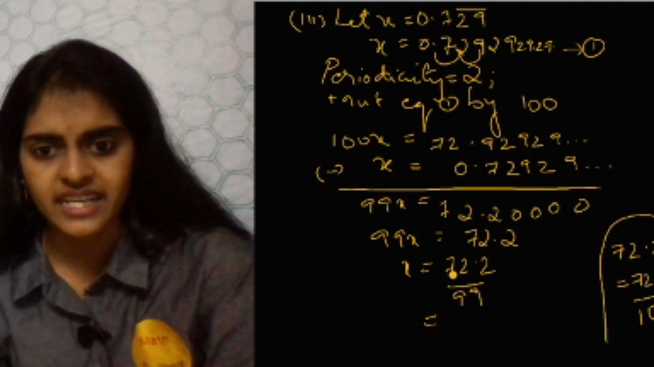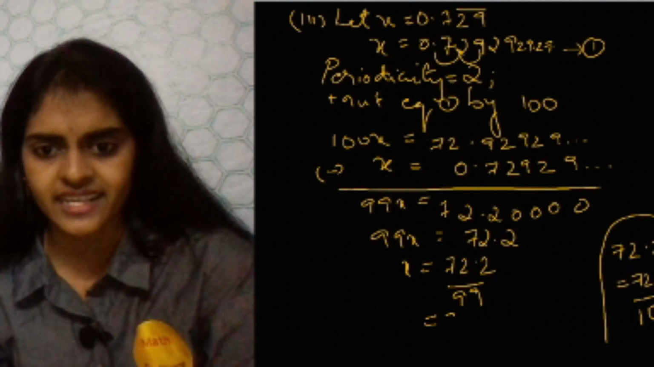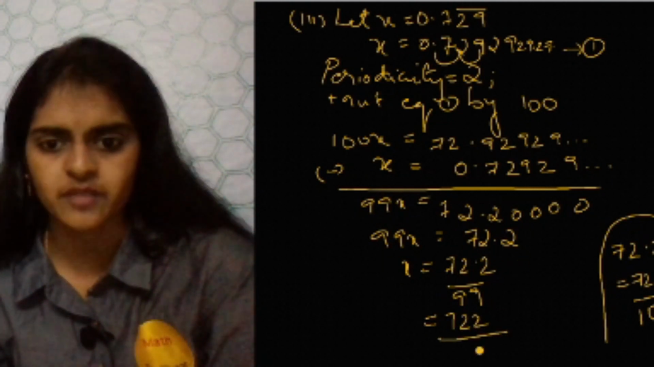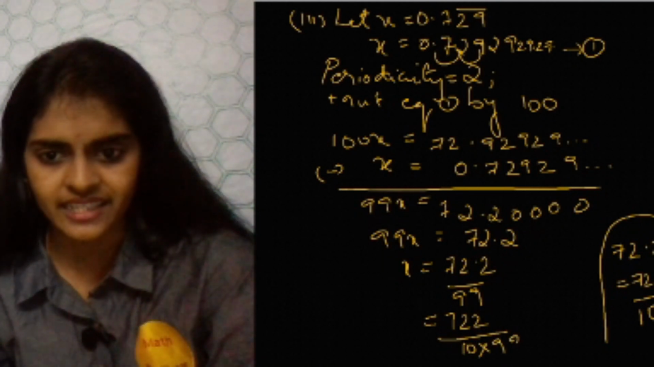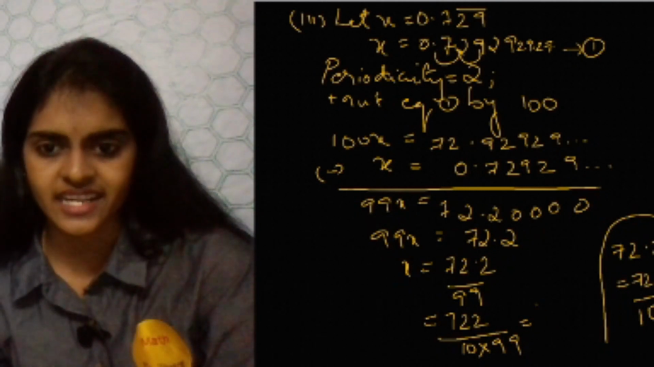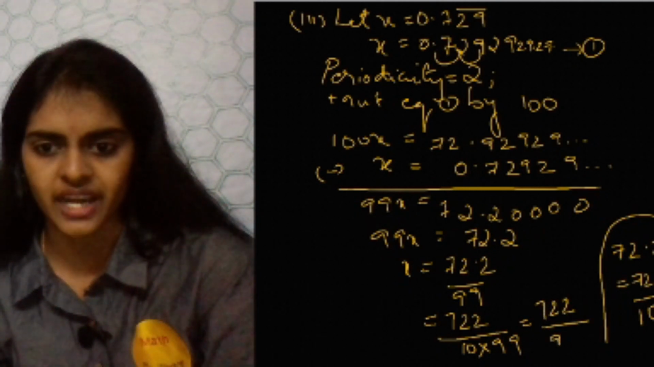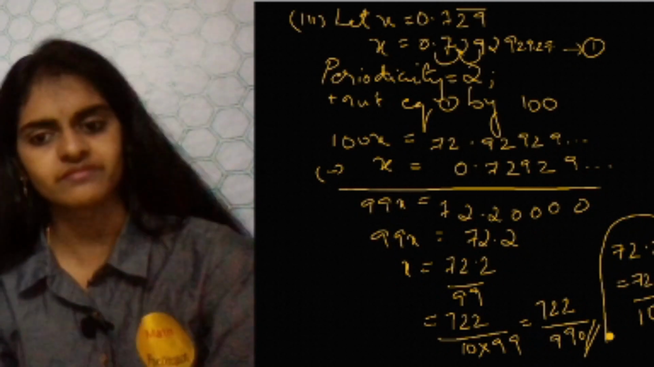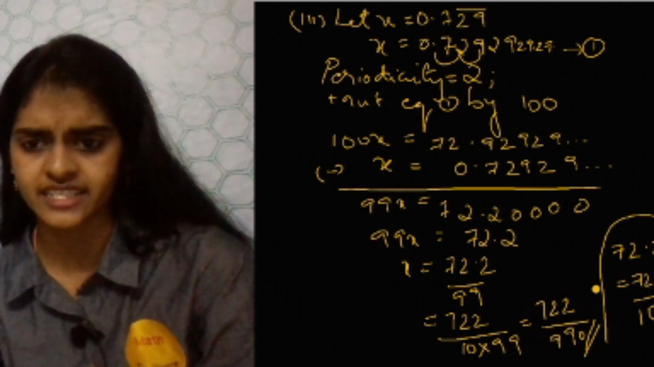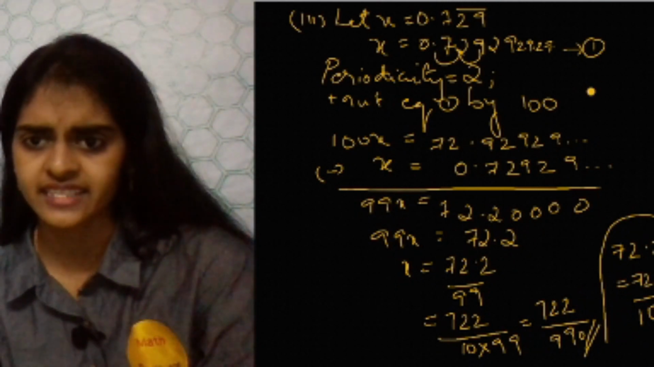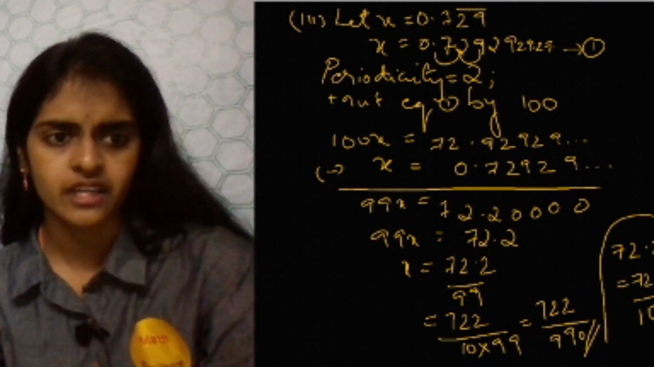So this is nothing but 72.2, you can write it as 722 divided by 10. And you have a 99 here, so write that 99 also in the denominator. So this is nothing but 722 divided by 990. Clear? So you can even cancel it. In the 2 table also you can cancel it. So what happens? The final answer is nothing but, let me write it here.